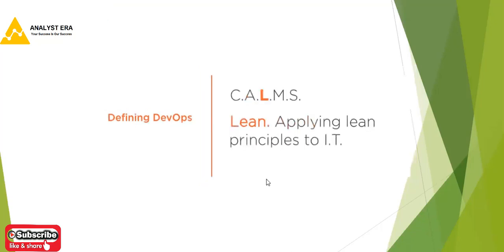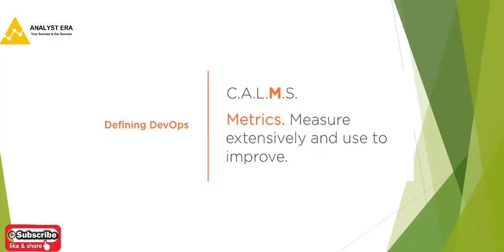Then you have lean architecture, which is essentially applying lean principles to IT. What is lean? What is a lean architecture, and how do you apply it? We'll speak about it. Then you have M for metrics. You can measure things now. You can measure extensively and use it to improve. So essentially, what is metrics?